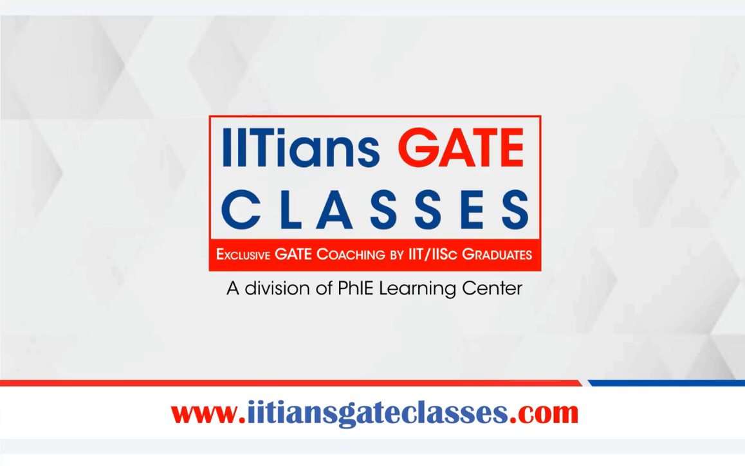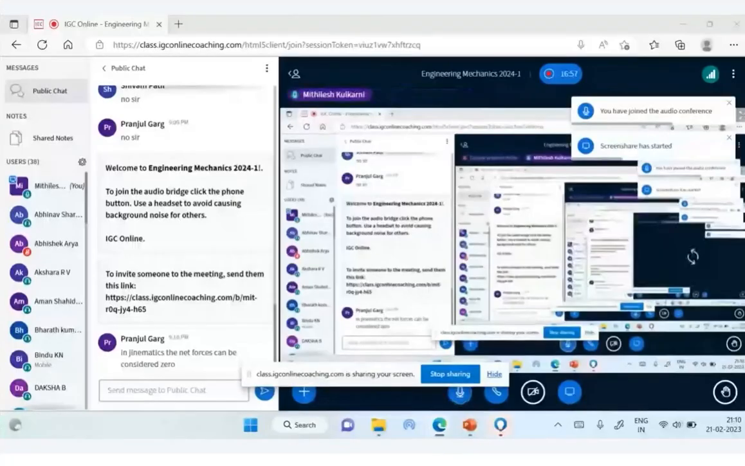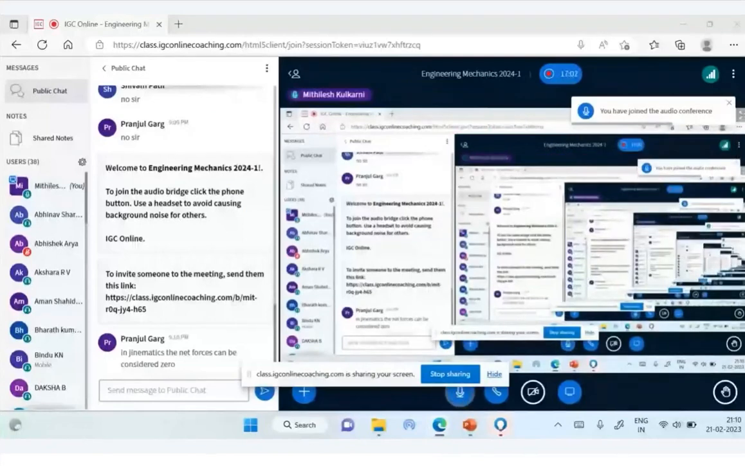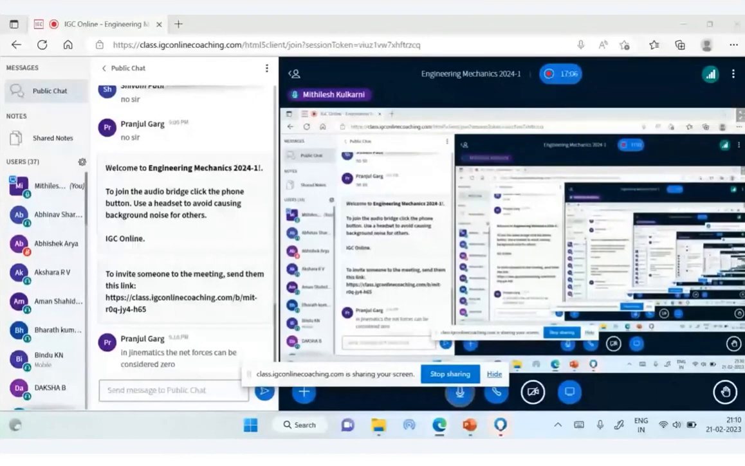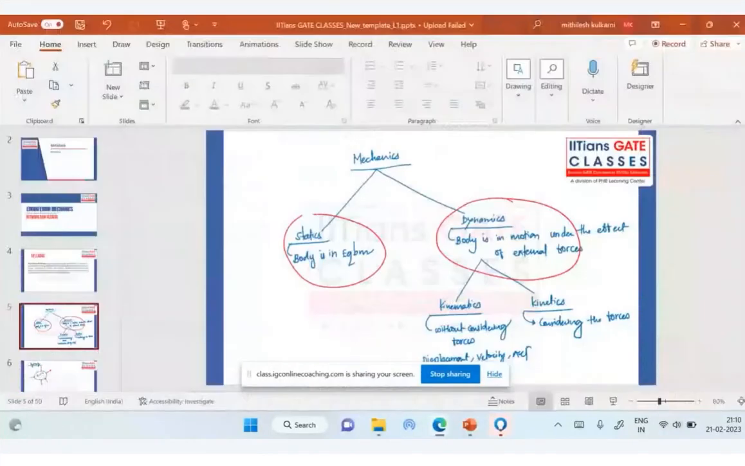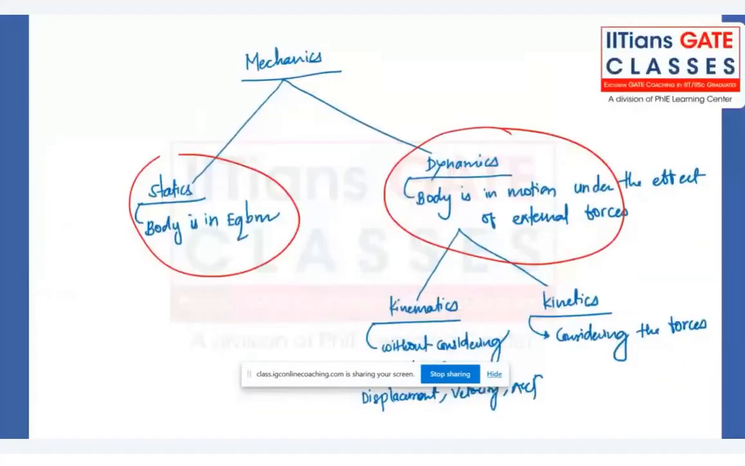We got one question here. Let's try to answer it. In kinematics, the net forces can be considered zero. Yeah, here our focus is not on the forces. In kinematics we'll focus on the properties such as velocity, acceleration, displacement.